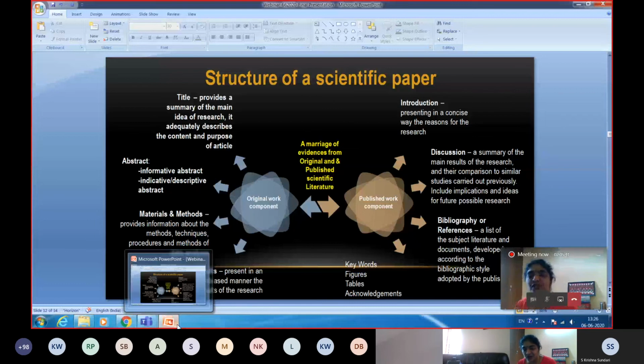So the purpose of a keyword is to make your paper visible as quickly as possible to any search engine, because it will increase your audience, the readability of your paper, and the citations of your paper. So I hope I have answered your query.